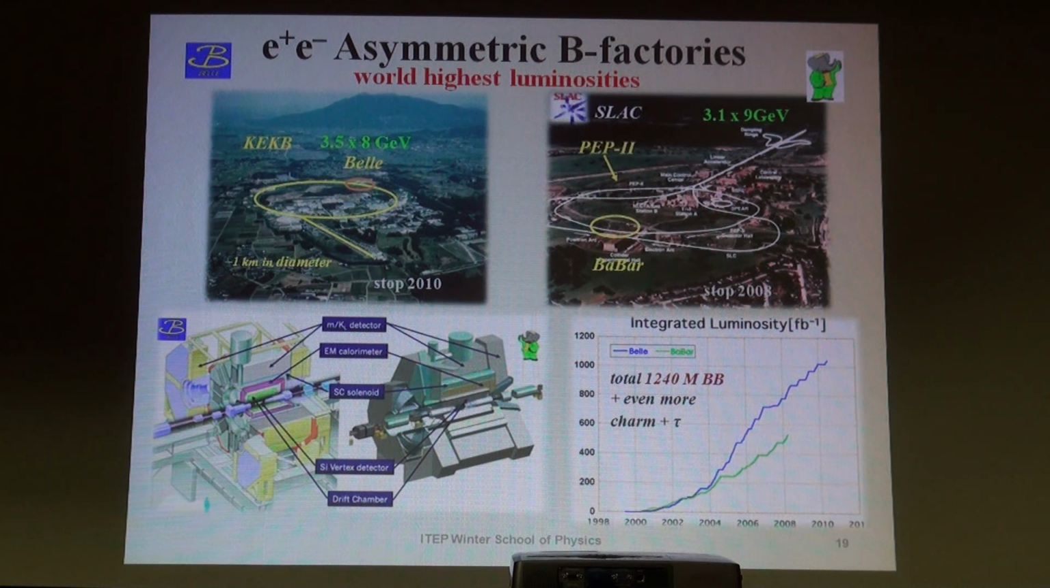So within 2 weeks, BaBar started first, on the 1st of May, and Belle started in the middle of May. This is the luminosity taken during 10 years of operation for Belle. BaBar stopped a little bit earlier because it couldn't continue. But still, both experiments got very nice results.